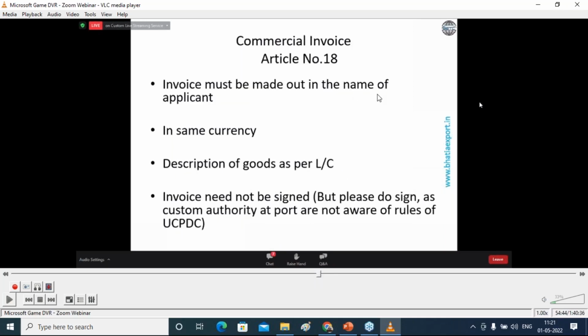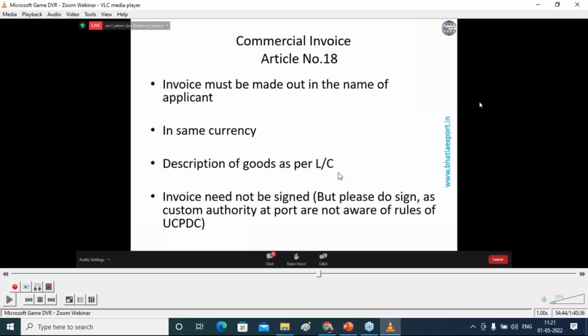The invoice must be made out in the name of the applicant, in the same currency. Description of the goods as per the LC. This is very important. Many people get confused, which means discrepancies, and then they put the company at great risk. Whatever description is mentioned in the LC, the same description you have to mention in the invoice. If the invoice description and LC description are different, then this is a discrepancy.